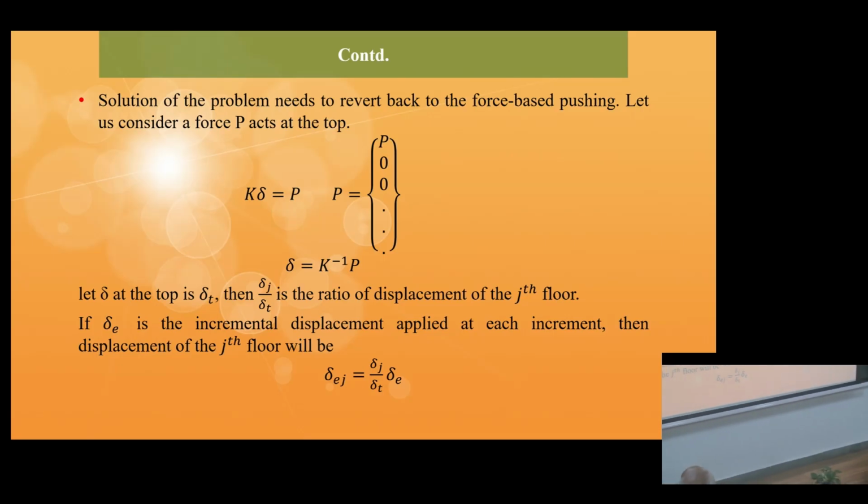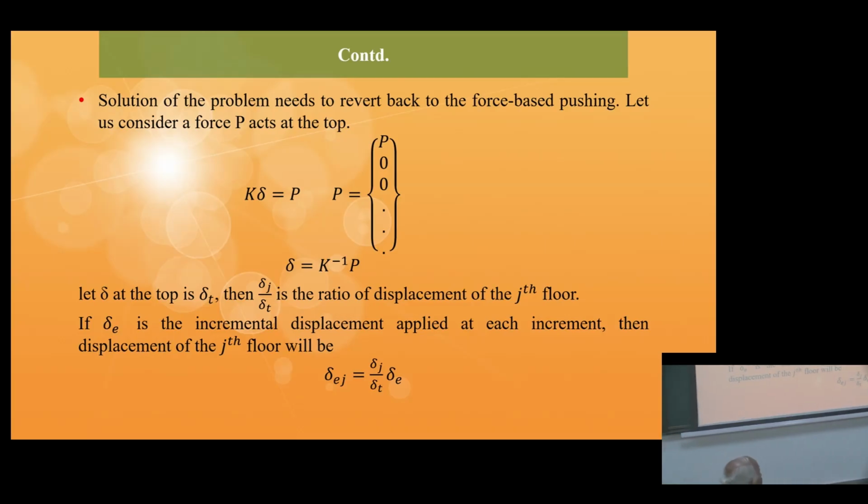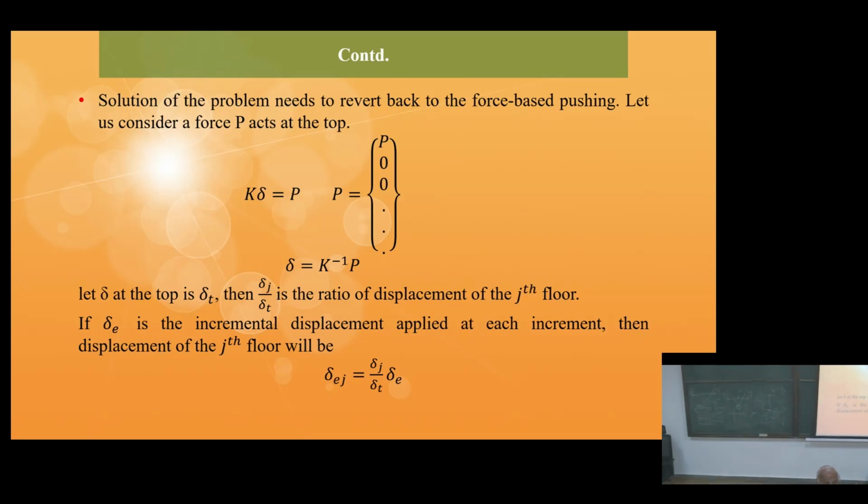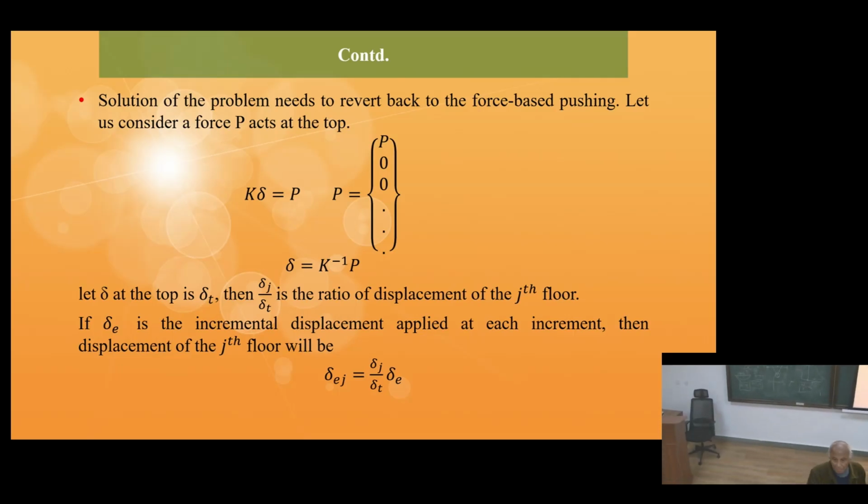So, I start with this problem, K into delta is equal to P vector. P is on the top only, there is a force. In other places there is no force, all 0, 0, 0. So I find out delta is equal to K inverse P. So you can find out the displacement at all points.